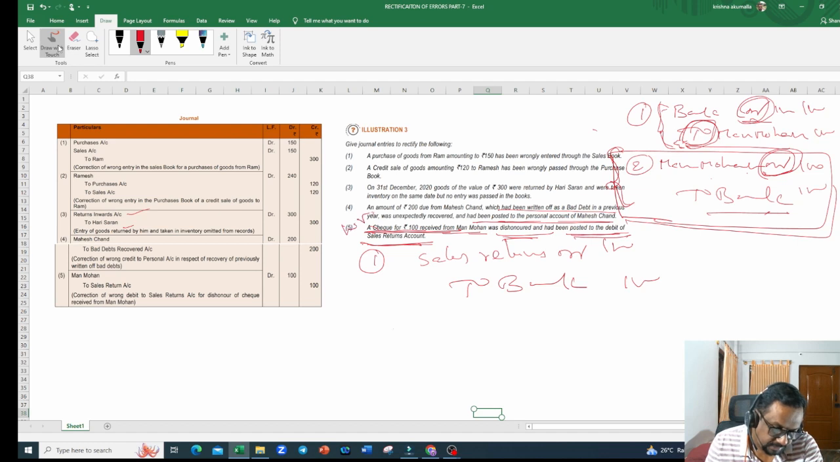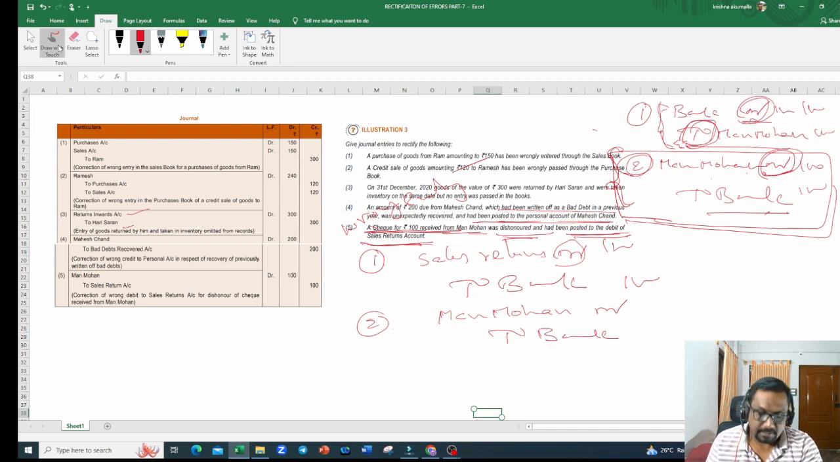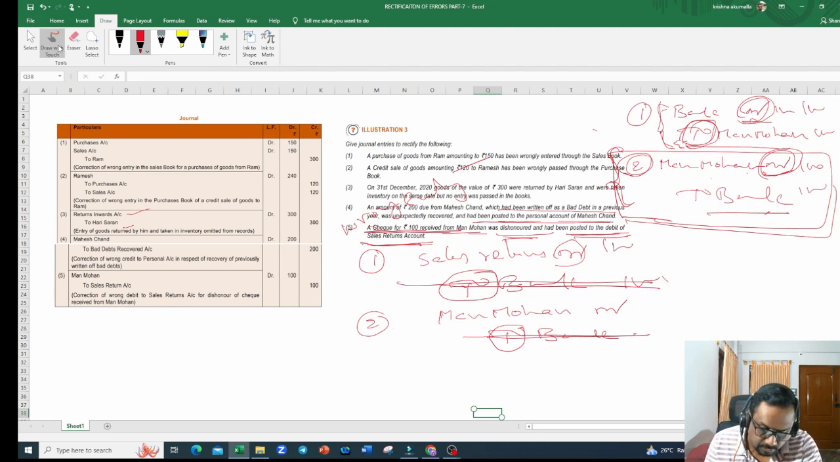This is the wrong entry. What is the wrong entry? They were supposed to debit Manmohan account, but they debited sales returns. So sales returns account debit to bank account is the wrong entry. What is the correct entry? Correct entry is Manmohan account debit to bank account. So for bank, there is no issue. In the wrong entry, bank account was credited. In the correct entry also, bank account was credited. So there is no issue in bank. Ignore this bank credit, here also bank credit. That has been correctly booked. So let us ignore this bank.